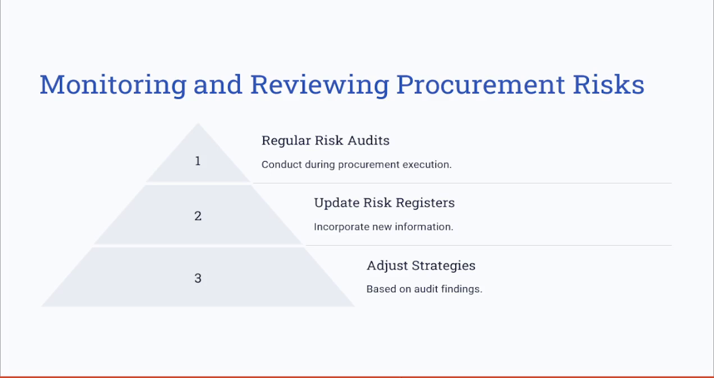Monitoring and reviewing the procurement risks. Monitoring procurement risks involves ongoing audits and updates to the risk register. So ensure that you conduct a regular risk audit during the procurement execution. And in case you have identified any of these risks, update the risk registers with the new information and adjust the strategies and adapt based on the audit findings.